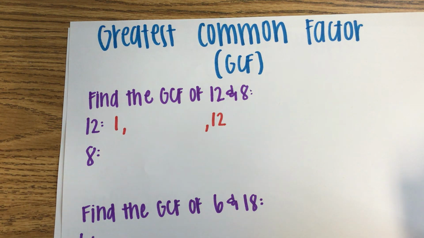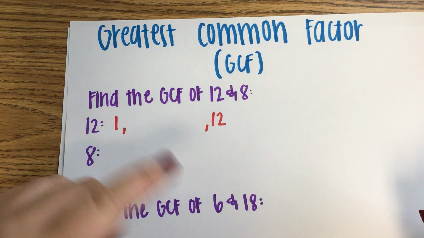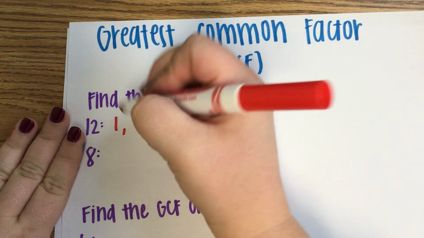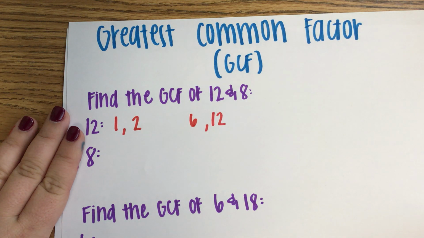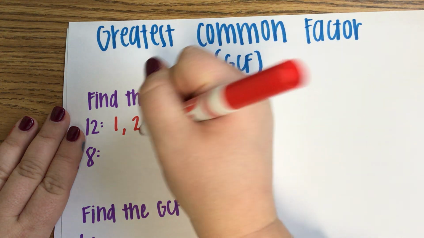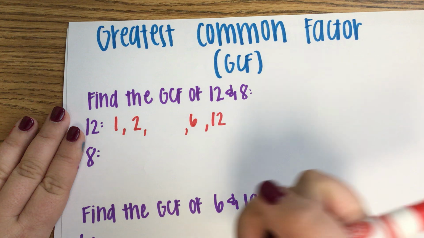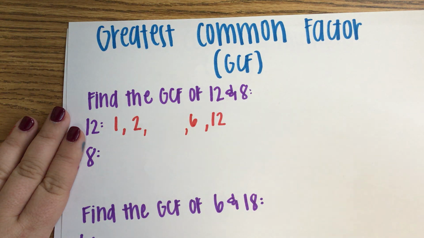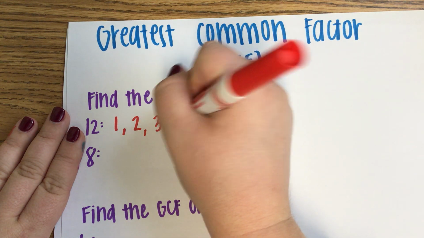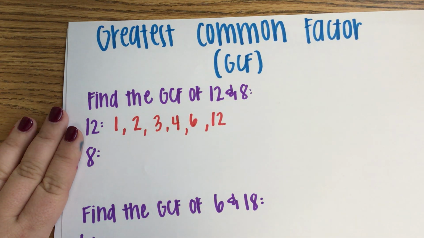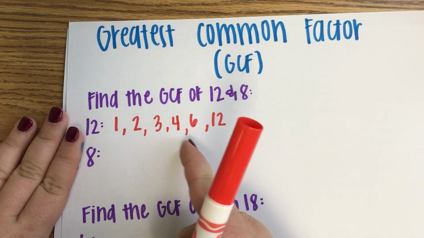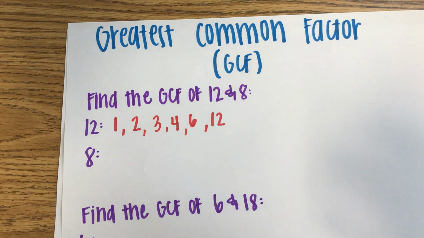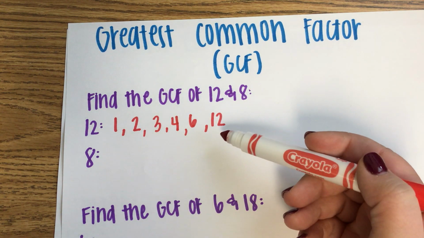Then I think to myself, okay, 2. 2 times what gives me 12? 2 times 6 gives me 12. And then I also think, okay, what's next? 3. 3 times what gives me 12? 3 times 4 gives me 12. And then I can continue on to 4, 5, and continue on, but I have found all my factors here.